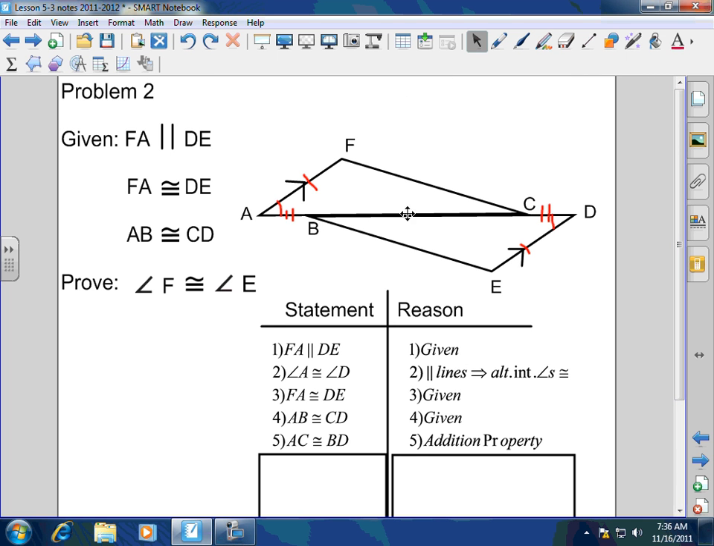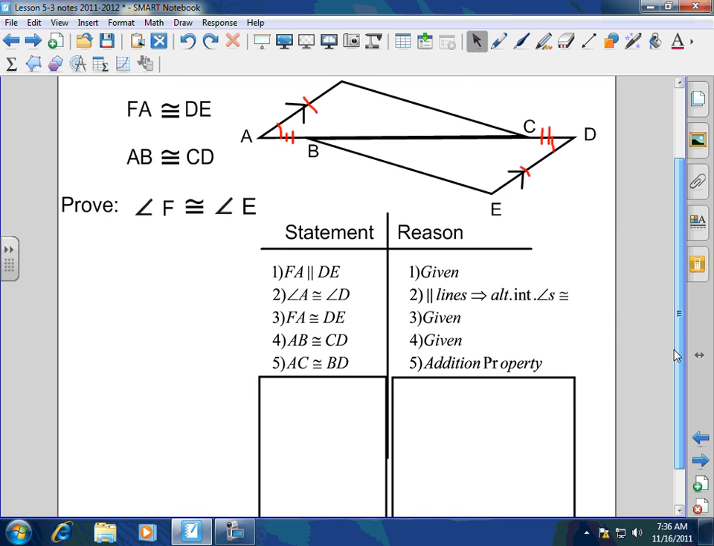This BC is the same for both triangle FAC and triangle EDB. So you're going to use the addition property. You don't have to write that BC is congruent to BC for reflexive. But you are going to use the addition property. Okay.